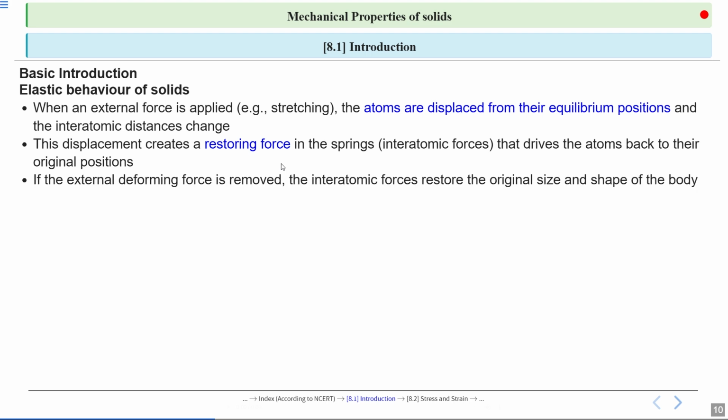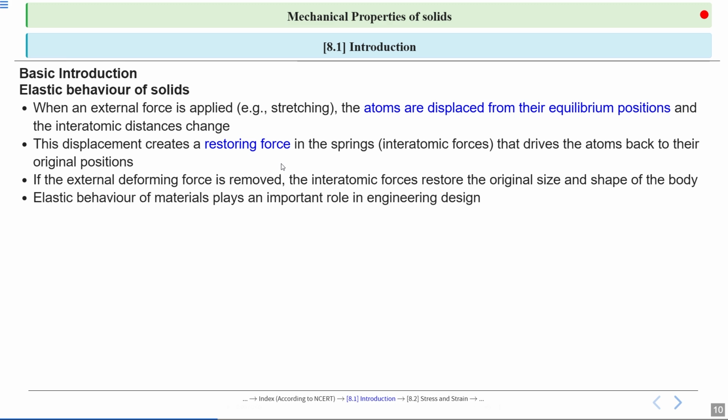If the external force is removed, the interatomic forces work to restore the original size and shape of the body. This is the essence of elastic behavior. It's fascinating how materials can remember their original form and return to it, which is why elasticity is so important in material science.